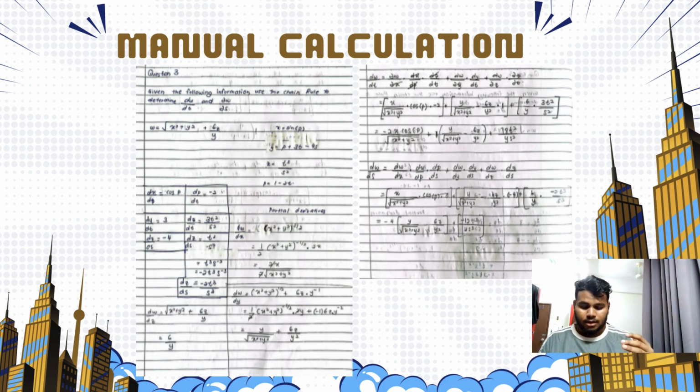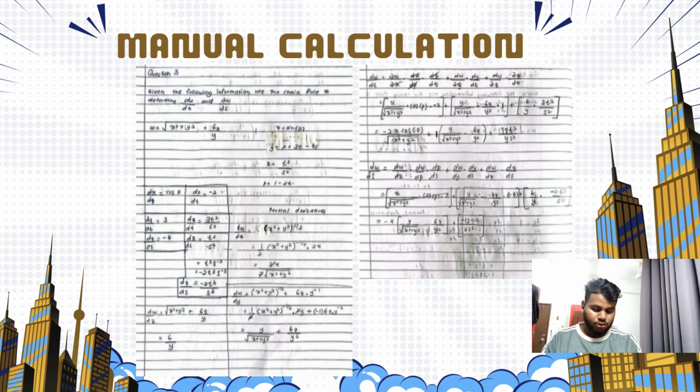For example, dx over dt equals minus sin p, or rather cos p differentiated, and dp over dt equals minus 2, dy over dt is 3, and dy over ds is minus 4. These answers are taken from the equations, and we are writing them in a table on the left hand side.